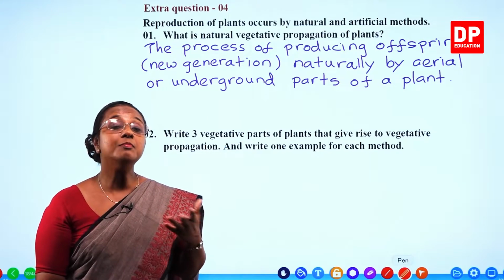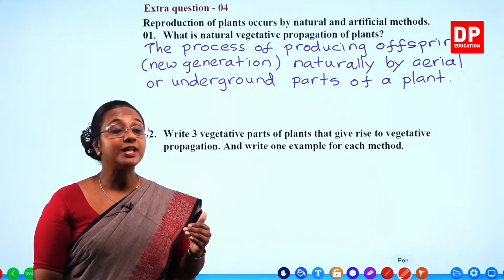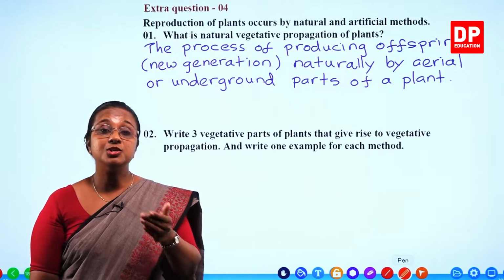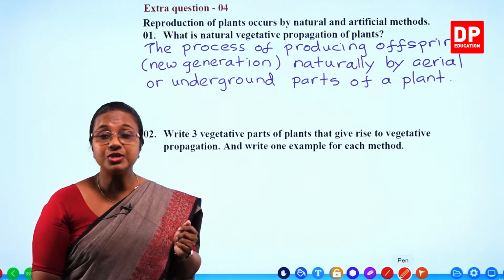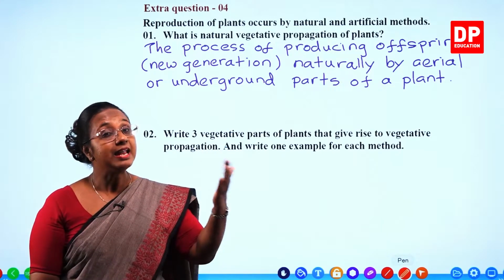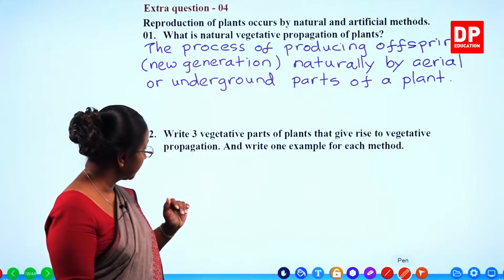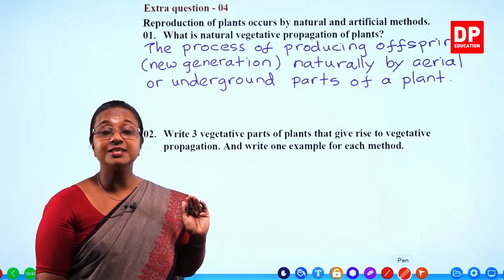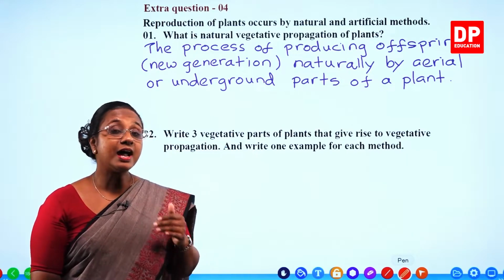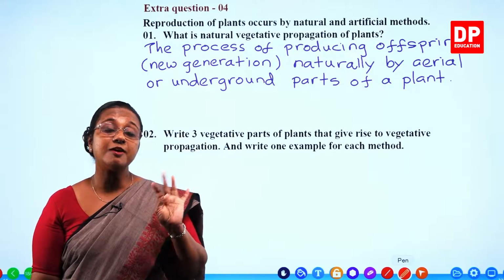Then there are the bulbils. Bulbils, what are the examples? Pineapple, jute, hundala, all those are by bulbils. Then we have the underground stems. So here it just says vegetative parts. Under underground stems, you all can remember there are four types.